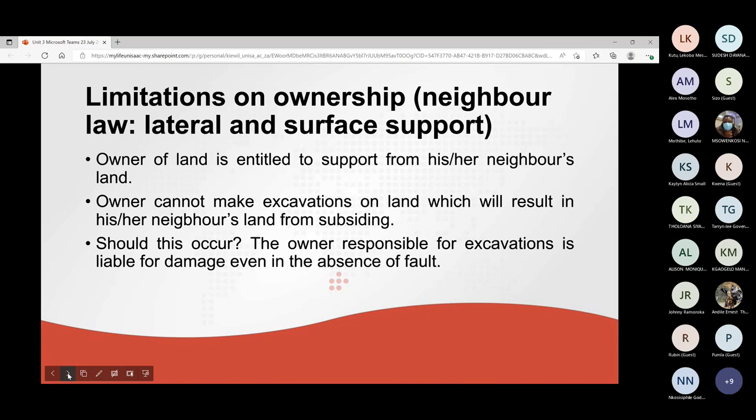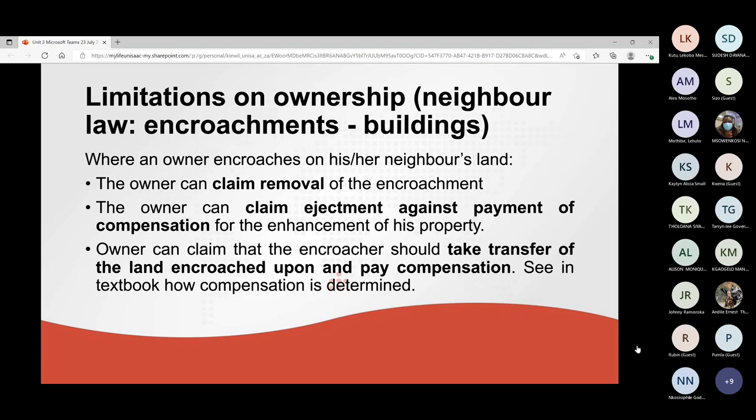And then another category of neighbor law is encroachments. Where an owner encroaches on his neighbor's land, for example, you build a structure on your land without knowing that it encroaches on your neighbor's land. In such a case, the owner affected by this encroachment can claim removal of the encroachment, or claim ejectment against payment of compensation for the enhancement of his property, or claim that the encroacher should take transfer of the land encroached upon and pay compensation. Please see in your textbook how compensation is determined.